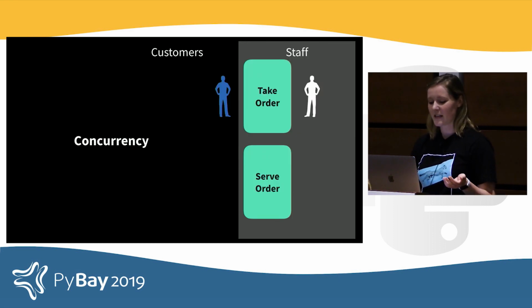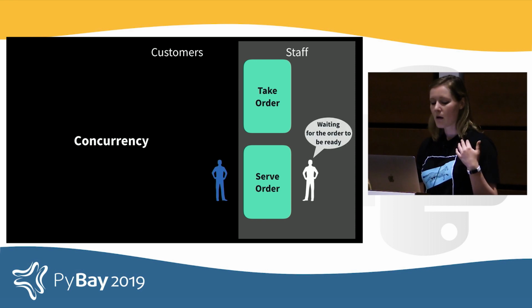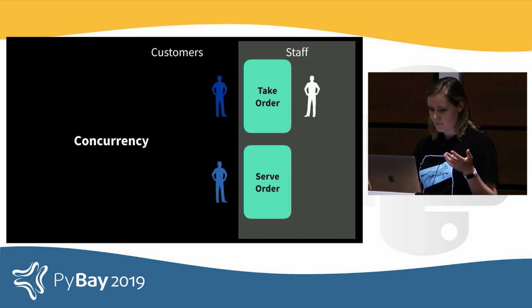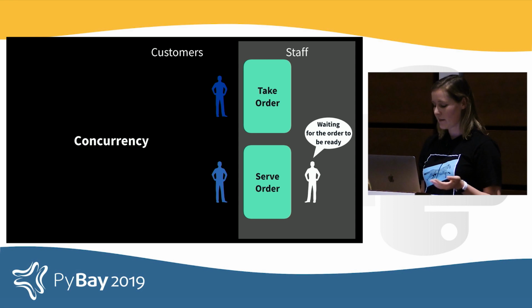So now for concurrency. Let's see what our restaurant would look like, where the person behind the counter deals with both taking orders and serving orders at the same time. They're going to start in the same position, taking an order. Then when they're waiting for that order to be ready to serve, they see that another customer has arrived and is waiting for their order to be taken.